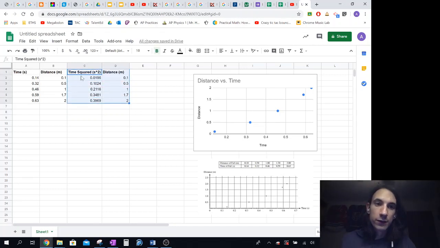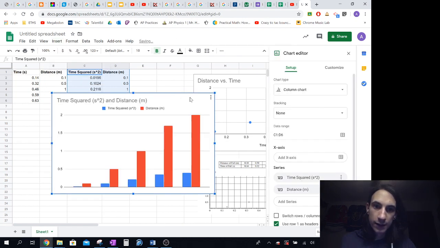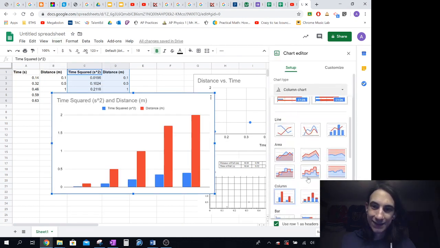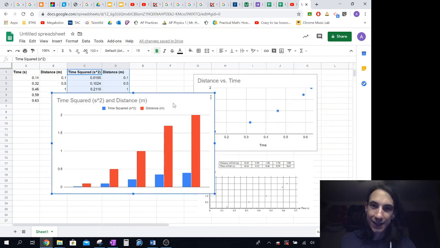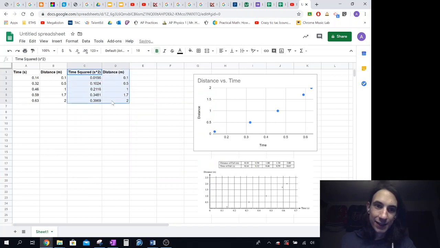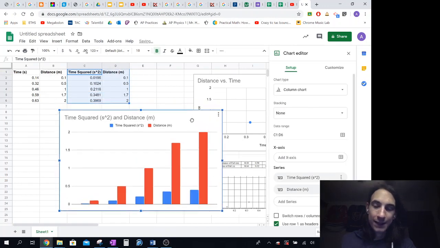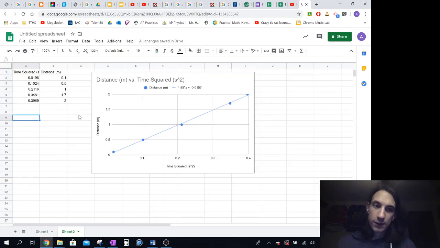So then I want to insert a chart. Not that kind of chart. Come on, Google Sheets. Why do you do me like that? Oh my gosh. Insert chart. Okay, one sec. Okay, so I just created a new sheet in here because this thing was not behaving.